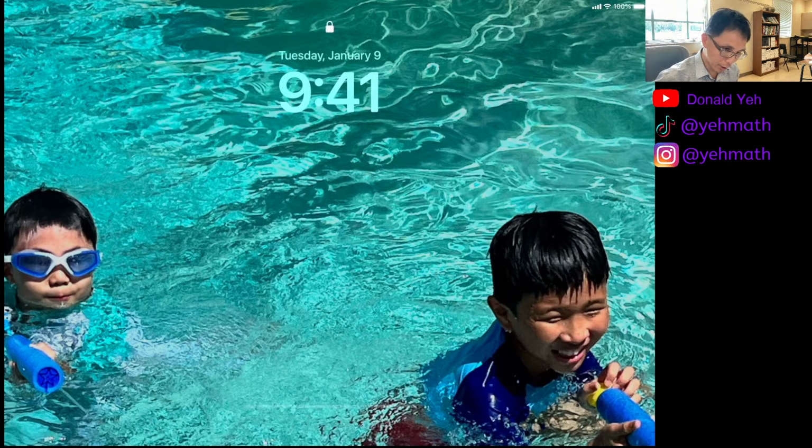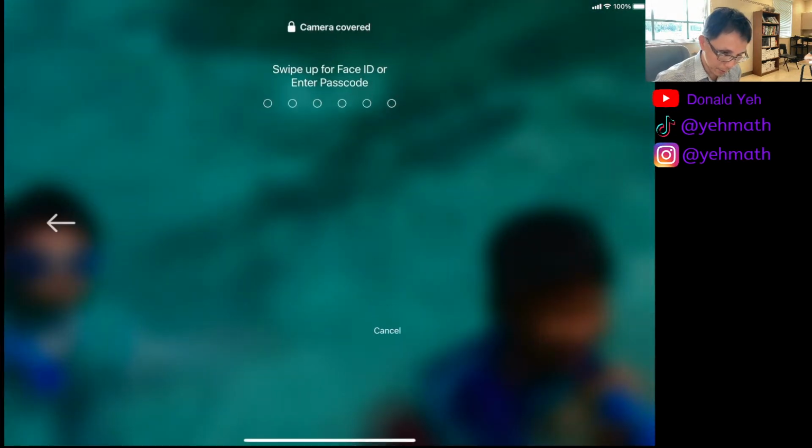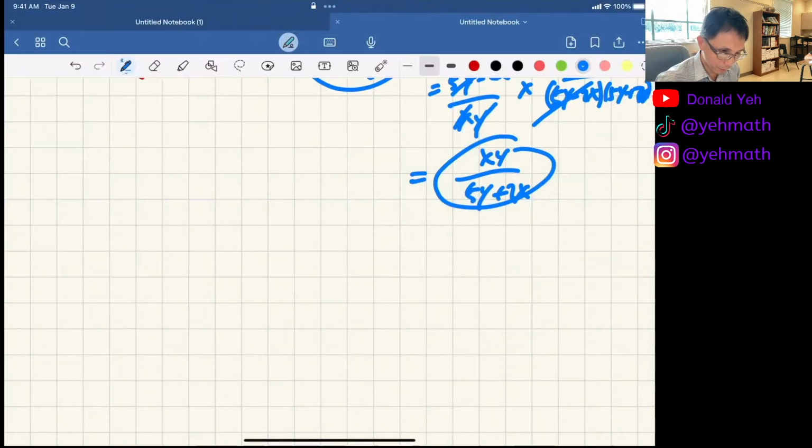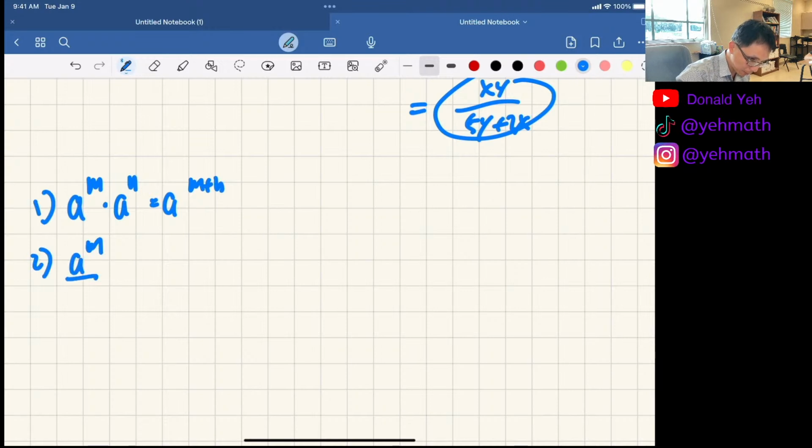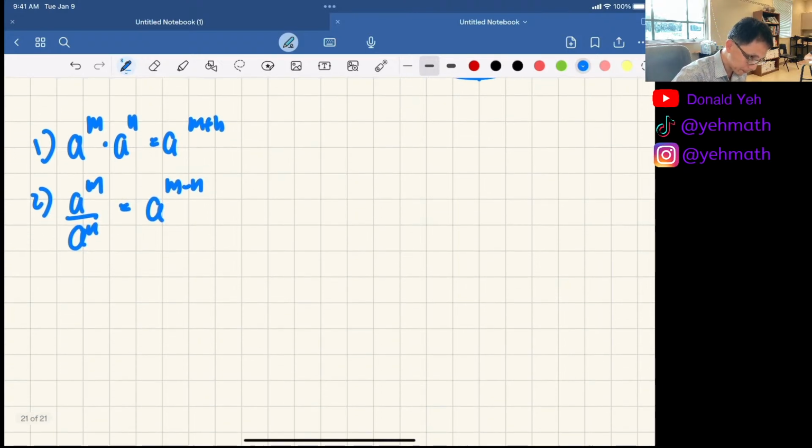25 is a good question. It's all the basic exponent rules that you need to know, and I'm going to write down all the exponent rules for you. So a to the m times a to the n equals a to the m plus n. That is the first rule. The second rule is a to the m over a to the n equals a to the m minus n, which is top minus bottom, always.